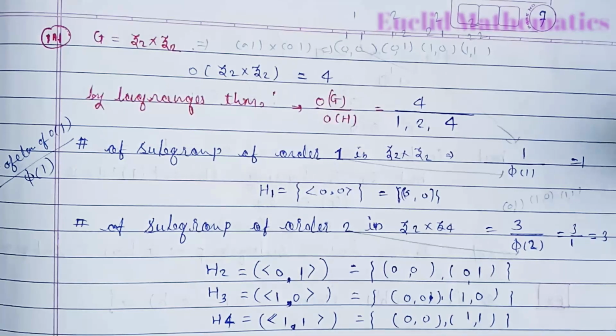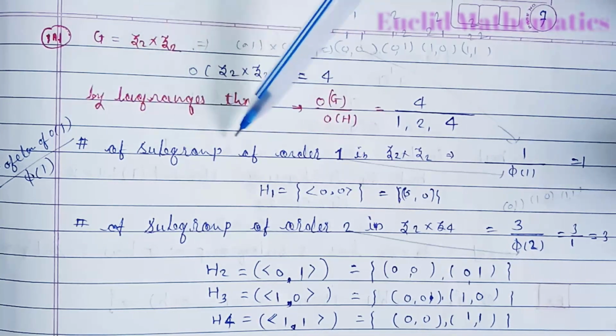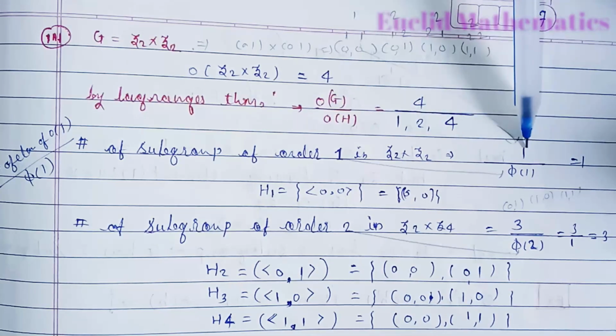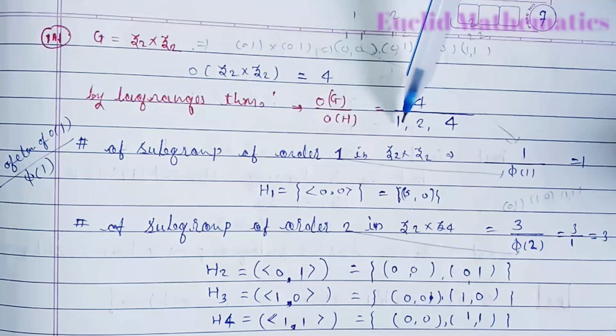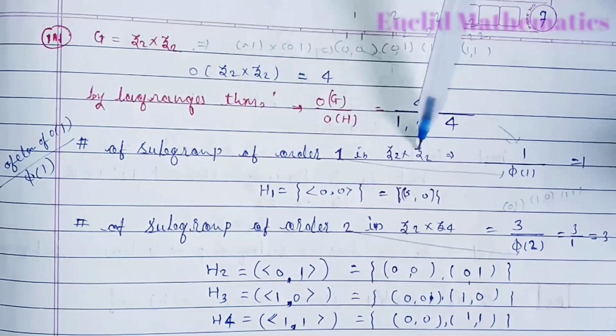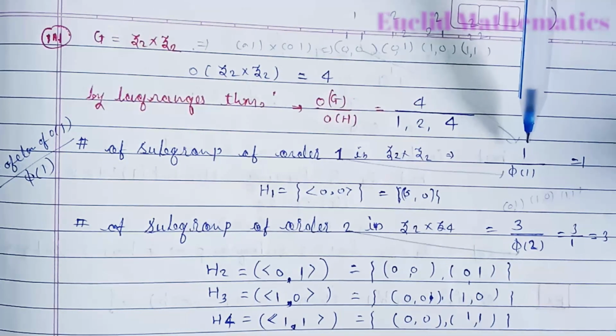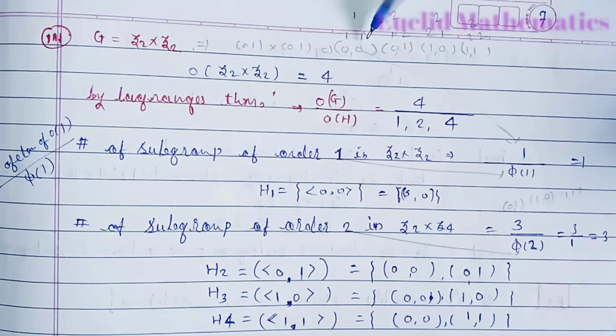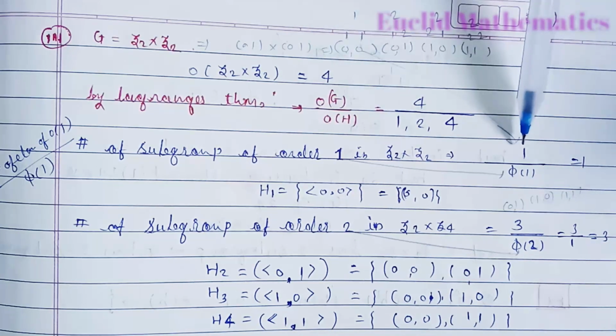For finding the subgroups of a group, the number of subgroups of order d in group G is equal to the total number of elements of order d in G divided by phi of d. So if we want the number of subgroups of order 1 in Z2 cross Z2, we need the total number of elements of order 1. How many elements do we have of order 1? (0,0) has order 1, and the LCM is 1, so we have only one element of order 1. The remaining elements have order 2. So we have one element of order 1, divided by phi of 1.